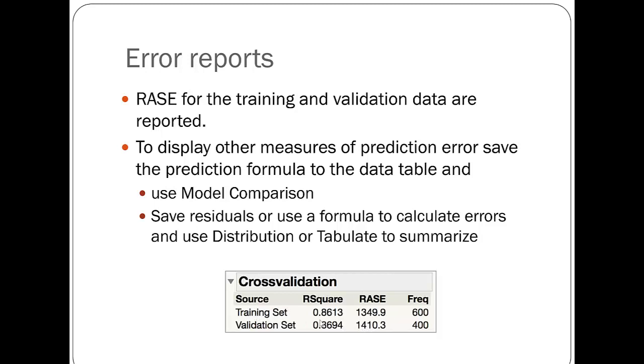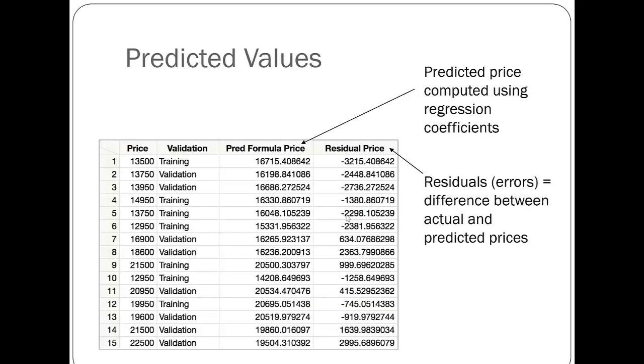So we would calculate this for each of the models that we run, and then save the prediction formula to the data table, and then we can use that to do model comparison. In other words, we could look at the validation set on a different model and compare that to the cross-validation outcome for all the other models that we use. And the one with the smallest RASE is going to be the model we want to go with. We can also save the residuals and look at those with the distribution table, and I'll show you how to do that in just a minute.